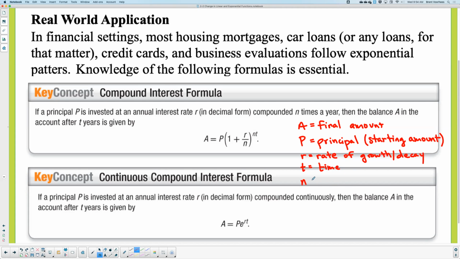N is the number of times per, usually it's going to be year, if T is in years. So I'm just going to say number of times per quantity of time. So what do I mean by that?